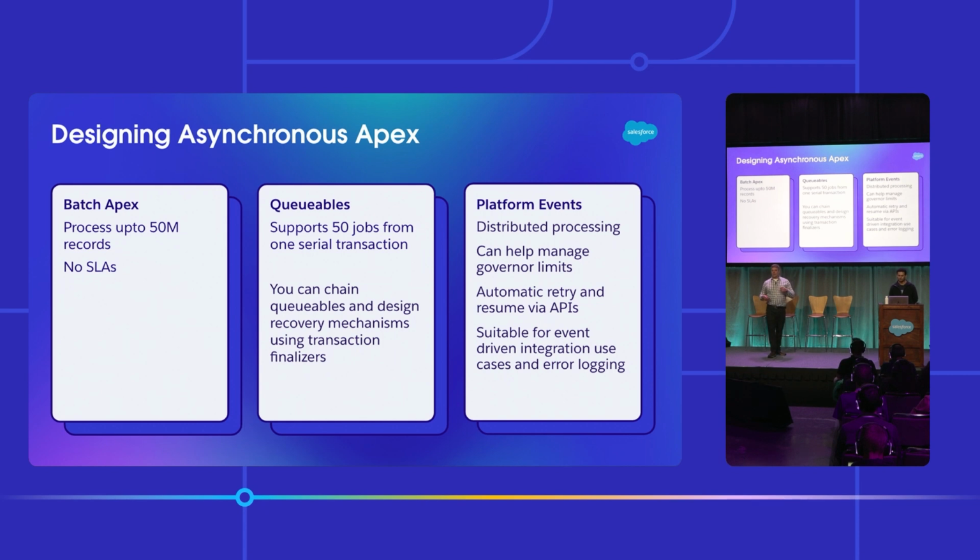If you want something with a faster turnaround time, queueables are ideal for that. They have lots of flexible mechanisms. You can split out to running 50 queueable jobs in parallel if required, and there are various mechanisms for chaining them, running transaction finalizers, and so on. And if you're more event-based, want to reach out to external systems, or want an alternative to running parallel jobs, you can use platform events.